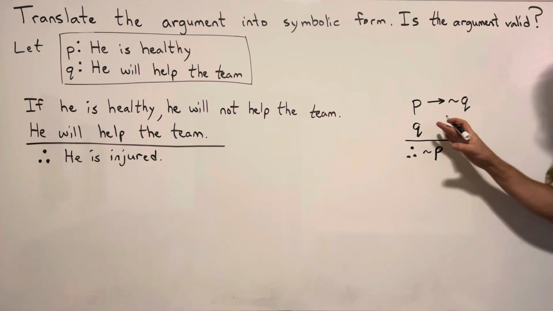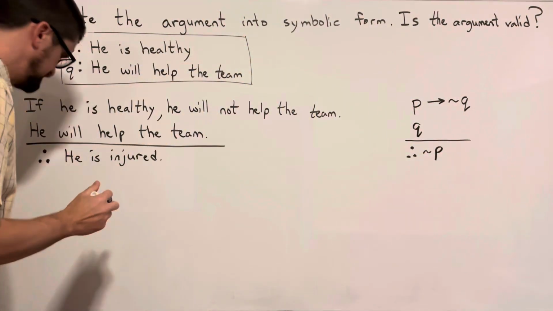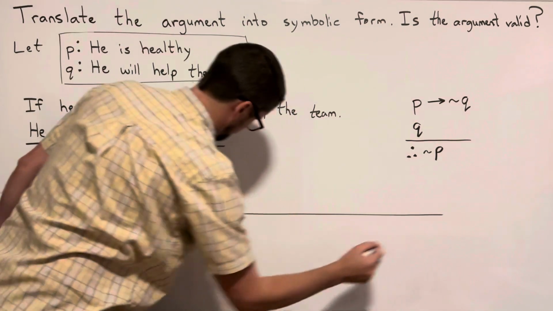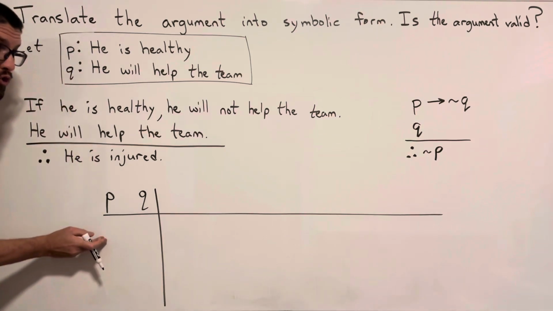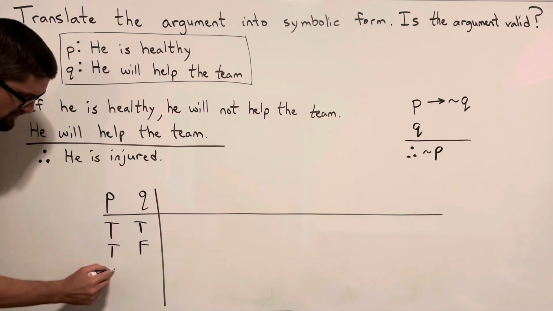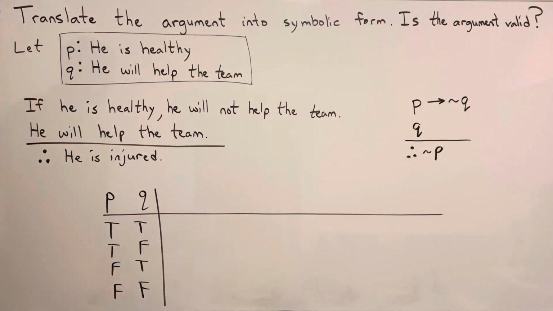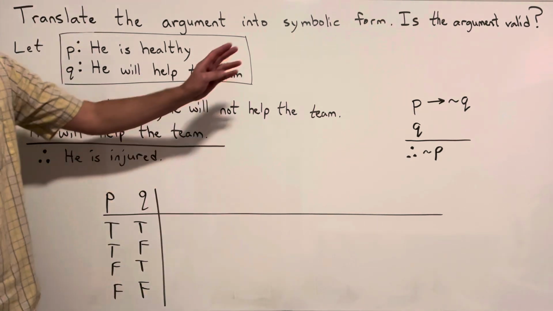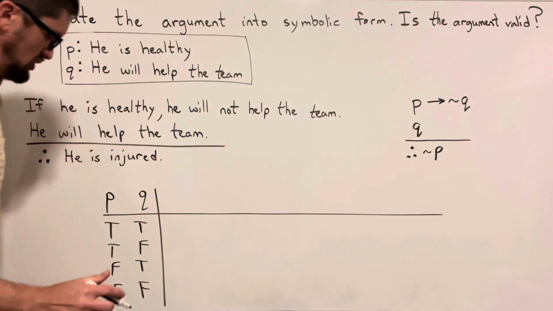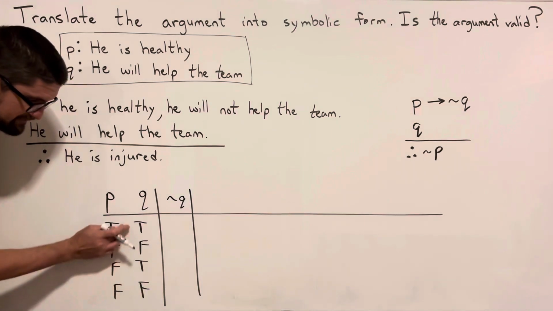And we want to determine if this is valid or invalid by using a truth table. So we're going to make a truth table with P and Q. Now there are four scenarios: where they're both true, P is true and Q is false, P is false and Q is true, or the case where they are both false. All right, so let's do this first line. We need a column for the negation of Q. That's going to take the opposite of Q, so false, true.